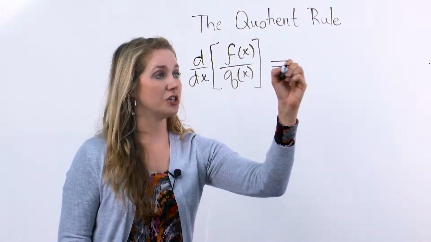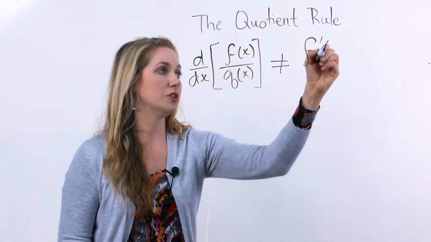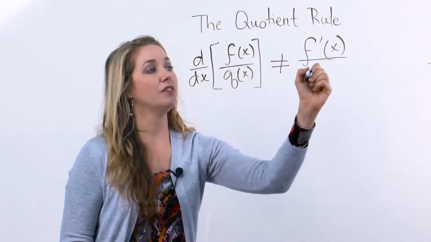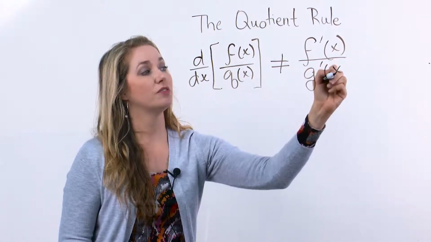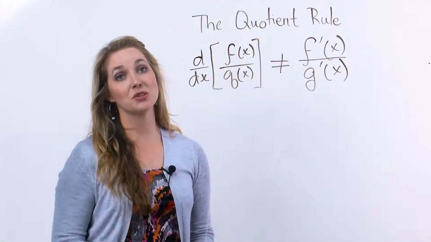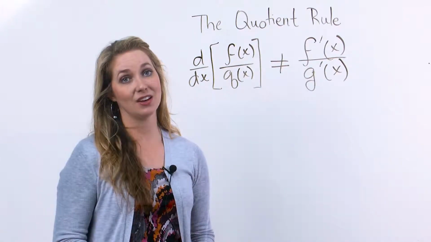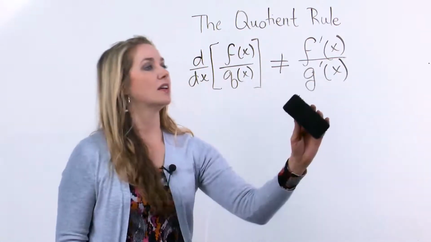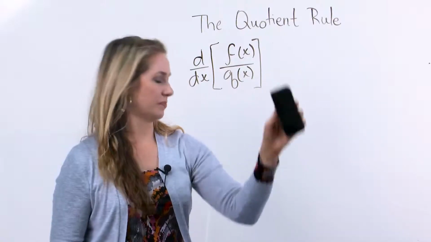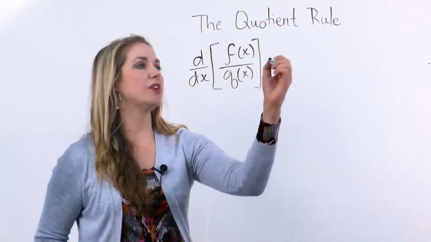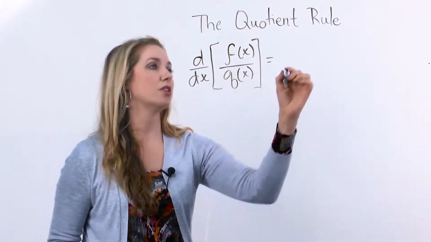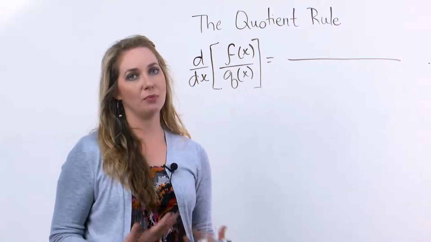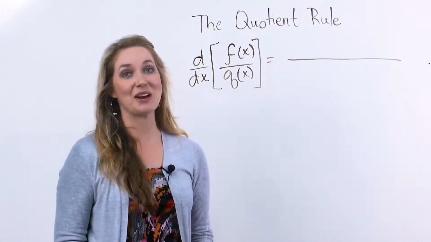I want to caution you that this is not equal to the derivative of f divided by the derivative of g. So don't make that common mistake when you're trying to calculate these problems in your homework. Instead, the derivative of a quotient is in fact another quotient, but it's much more complicated than that previous one that I wrote.